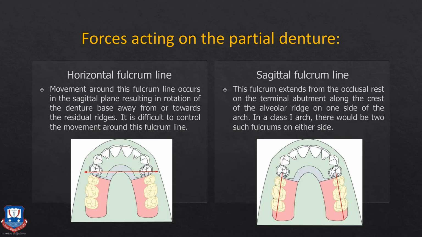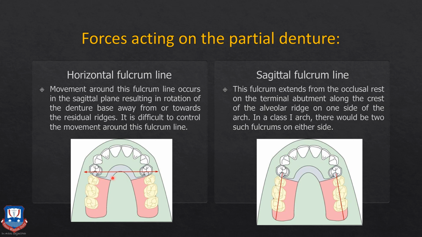Next, coming to what are the various forces that affect a cast partial denture, there are basically three directions along which the forces are acting on the removable partial denture. One is along the horizontal fulcrum line, that is the classical fulcrum line which we take into consideration while designing an RPD. So this is the fulcrum line which passes through the most distal abutments, and it is of critical importance in Kennedy's class 1 and class 2.